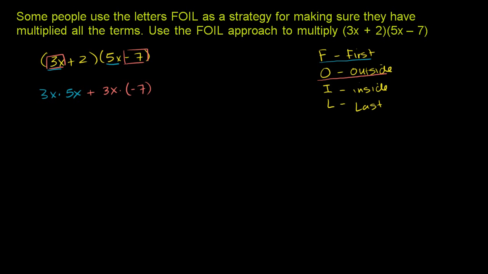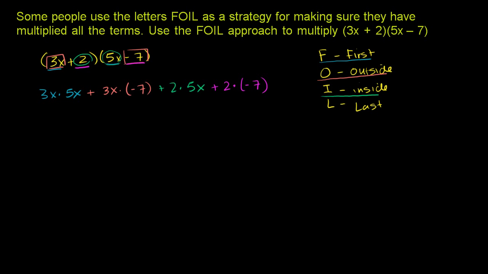Then we want to do the inside terms. So that's the 2 and the 5x. So that's plus 2 times 5x. And then we want to do the last terms. And the last terms are the 2 and the negative 7. So plus 2 times negative 7.